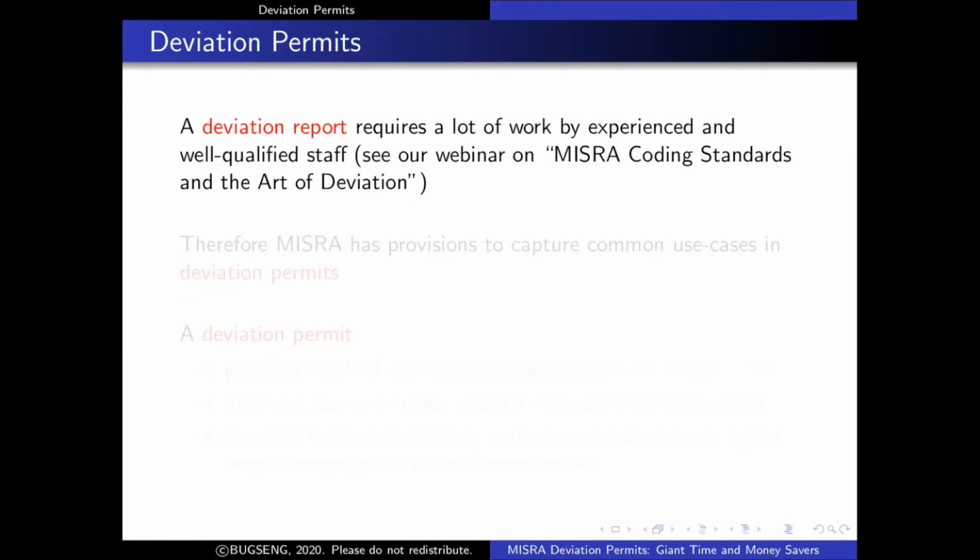Okay? So, because of this, a deviation report requires significant work and requires some trained staff, because you basically have to describe the exact circumstances in which you are deviating a guideline. You have to explain why you are deviating. You have to analyze the potential consequences of the deviation. So this is significant work. And in fact, one of the things that you should always take into account is that very often complying is cheaper than deviating. So the amount of work involved in compliance very often is less than what you need to do a proper deviation. And for this reason, MISRA has provisions to capture common use cases in deviation permits.